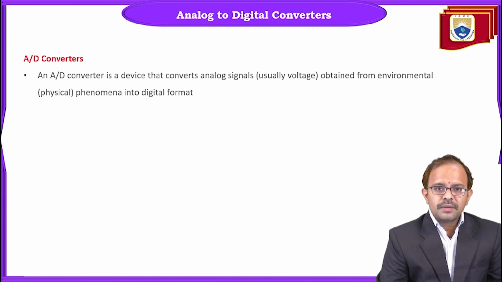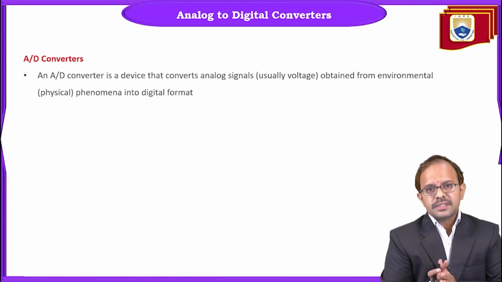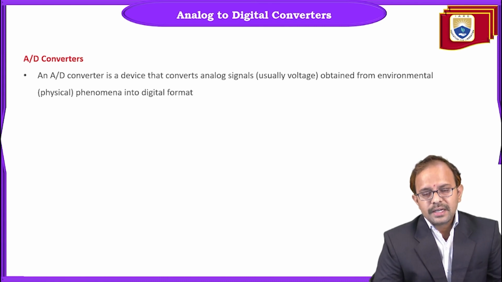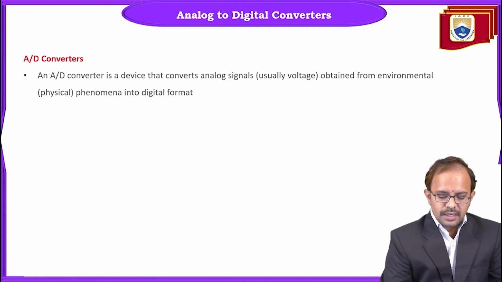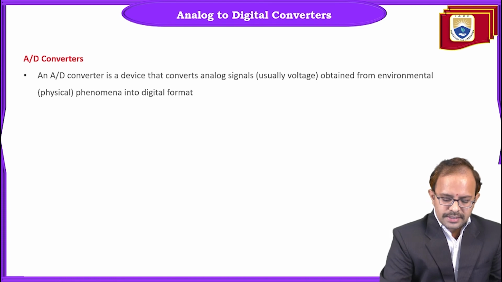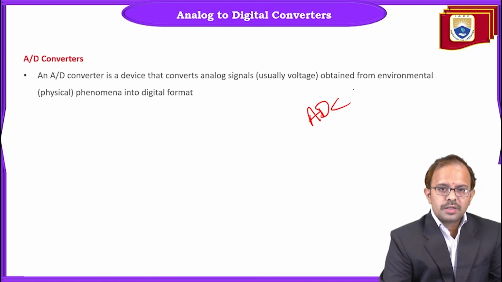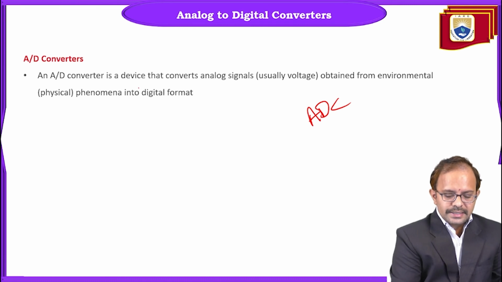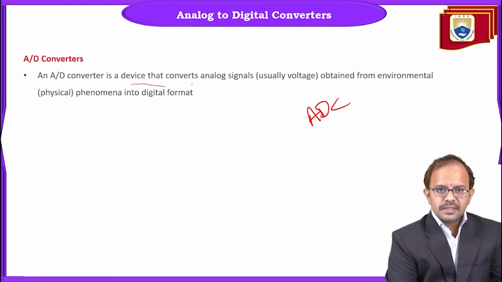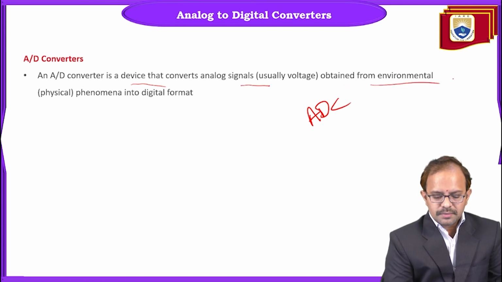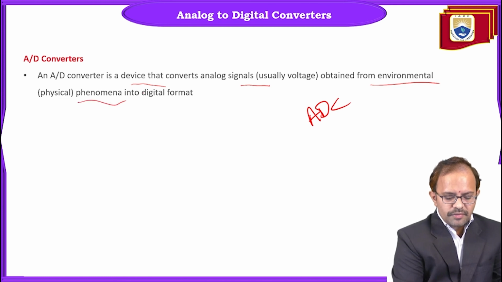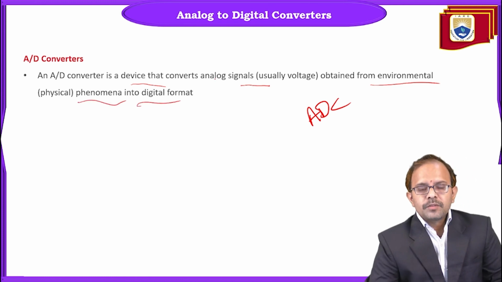Coming to another form of data converter circuit, nothing but ADC. So this is popular as ADC. So what is it? Analog to digital converter. It is a device, an interface, or a circuit that converts analog signals obtained from nature, that is environmental or physical phenomena, to digital.